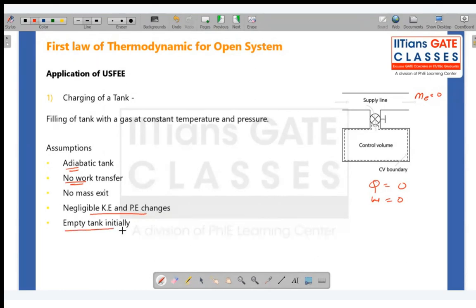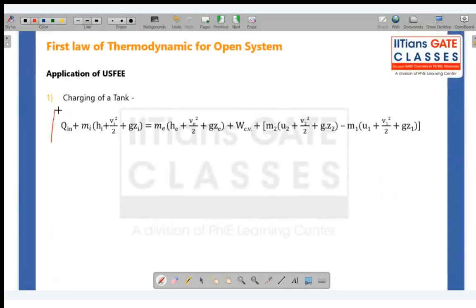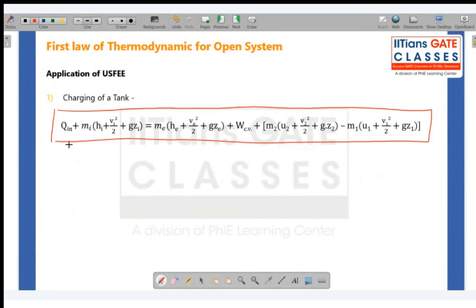Empty tank initially. What do you mean by empty tank initially? That means M1 is equal to zero. Of course, these assumptions will not always be valid. You have to see what they are asking in the question. Always start with the general equation. This is your most general equation, the unsteady flow energy equation. Then see what assumptions are valid. So assumptions you can apply.